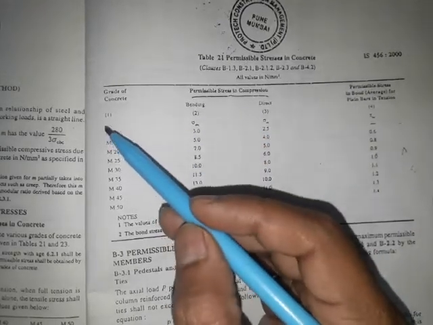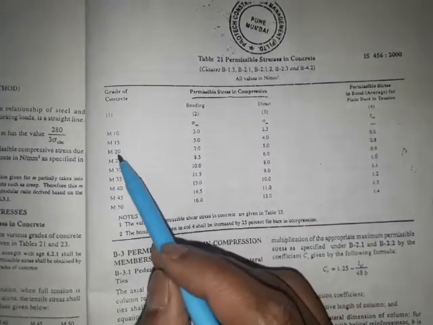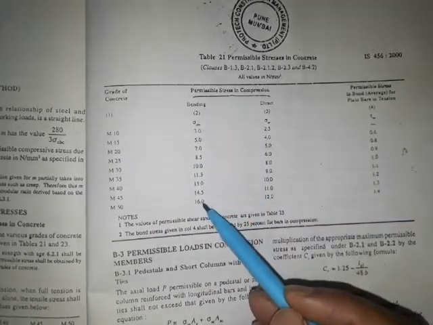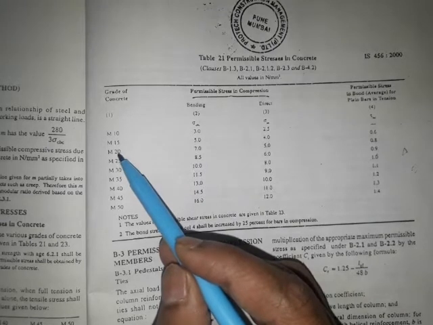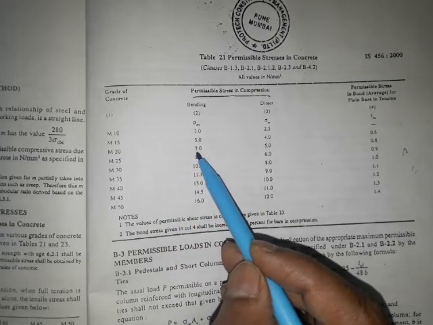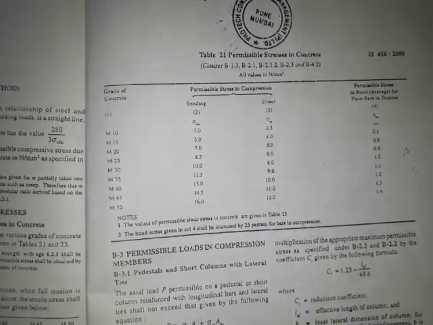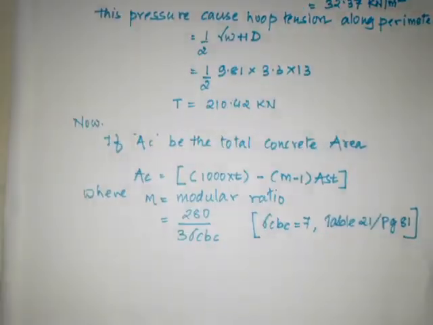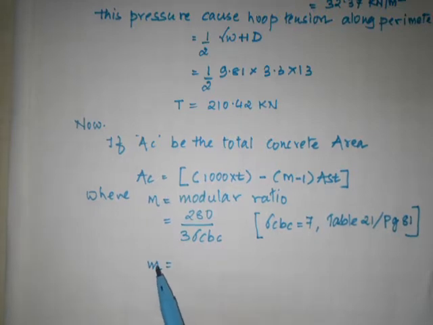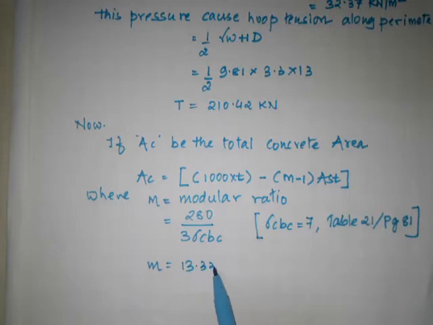Here we have the grade of concrete. Our grade of concrete is M20, so you have to refer to this, that is for bending. For M20 grade of concrete, the value of sigma CBC is 7. You have to note it down: sigma CBC is 7, table number 21, page number 81. So we'll get the modular ratio m as 13.33 after substituting.